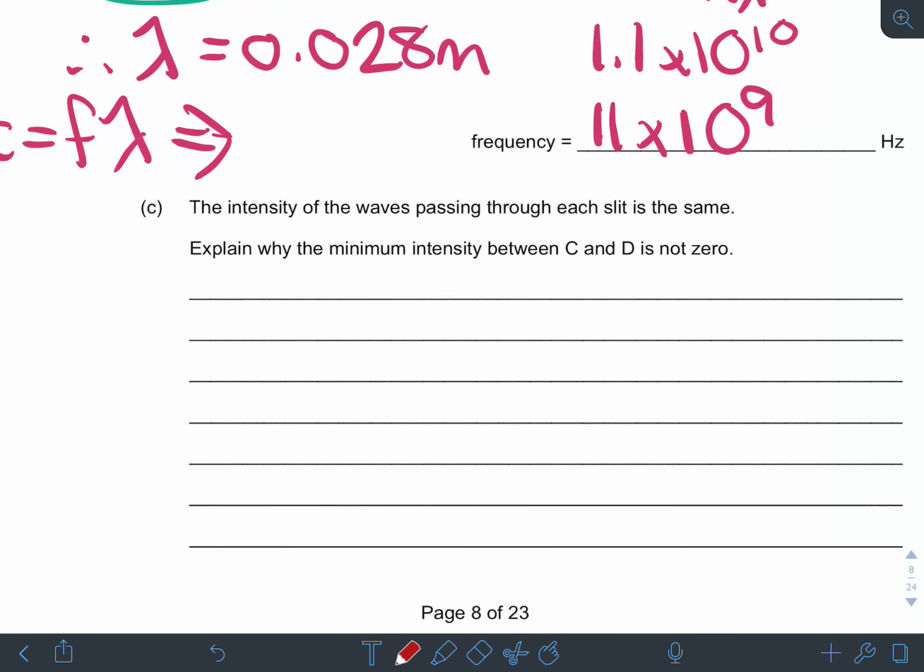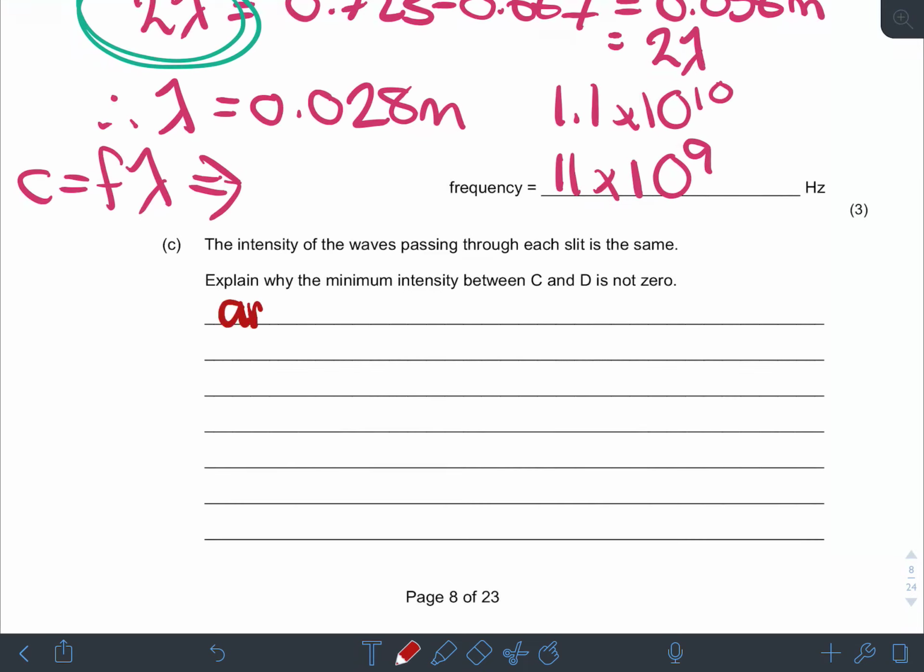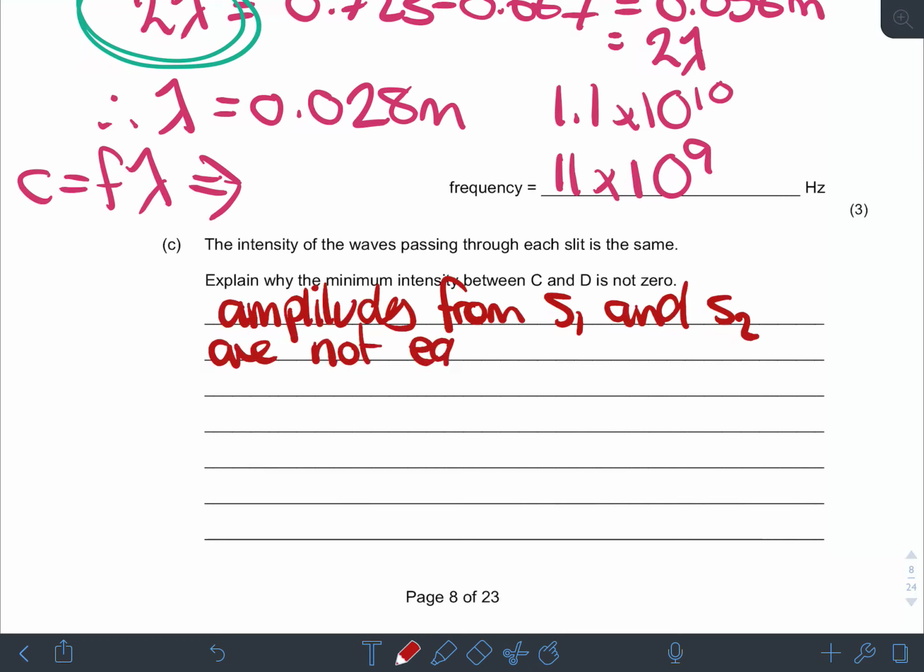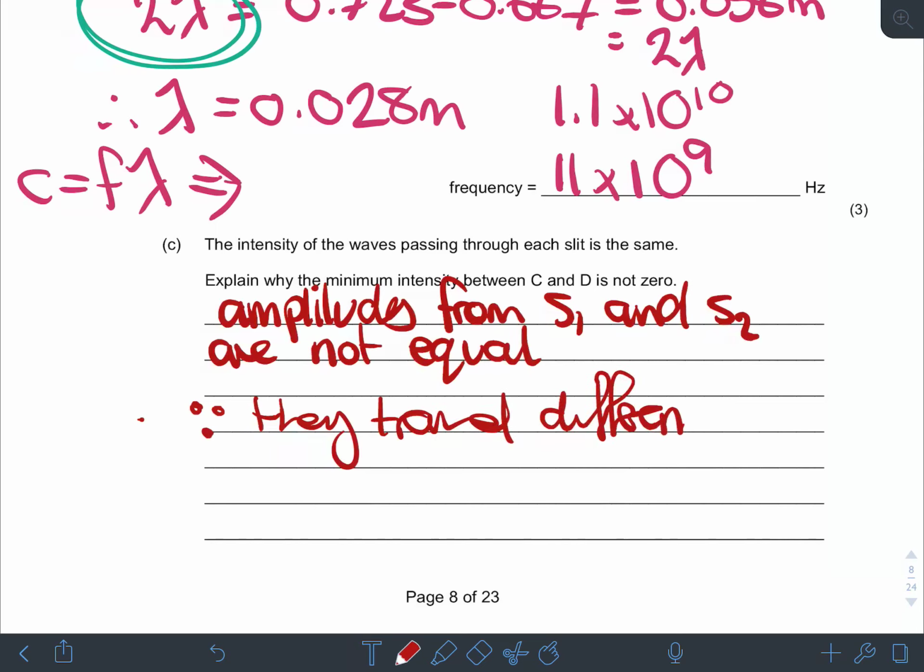So let's go down here. We would say amplitudes from S1 and S2 are not equal. And why is that? Because, hang on, what's the because symbol? It's an upside down triangle, isn't it? Because they travel different distances. They travel different distances. It's a bit messy. Okay, so that is the answer there.